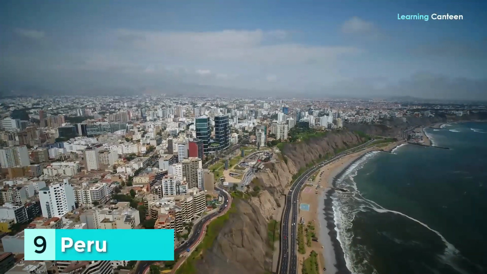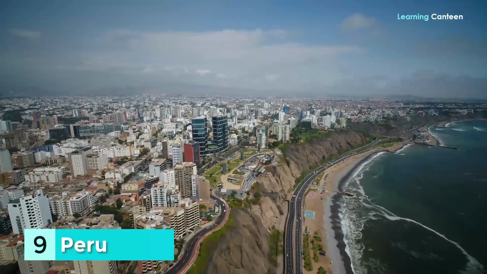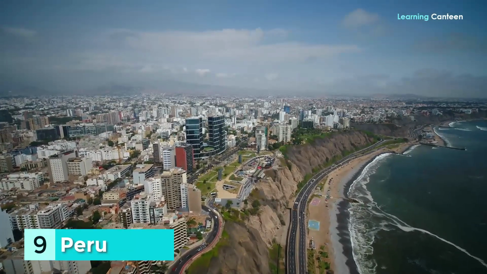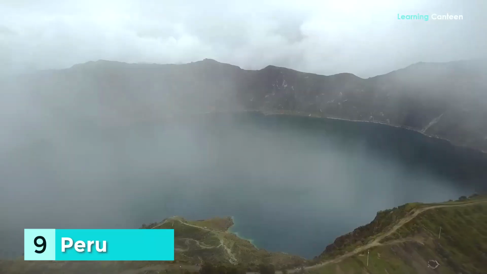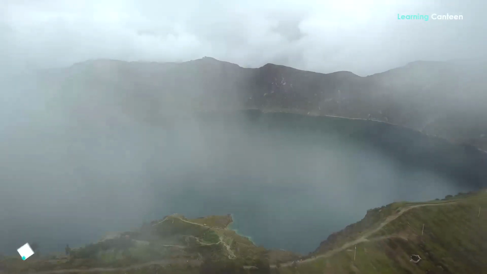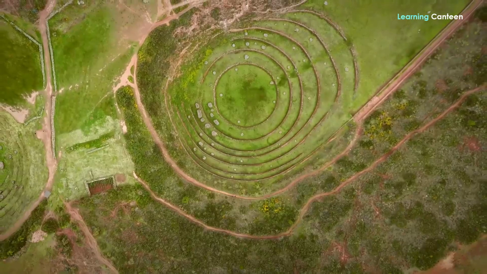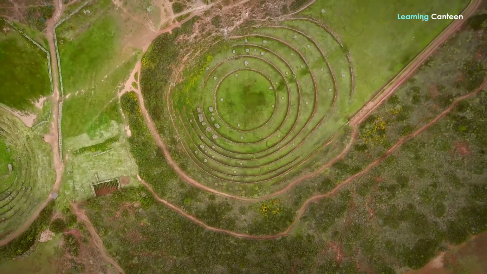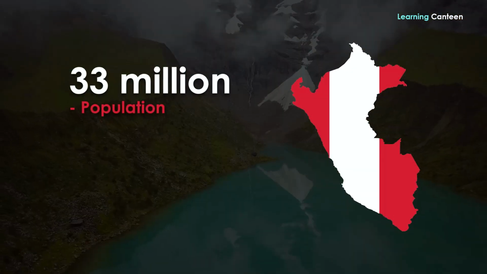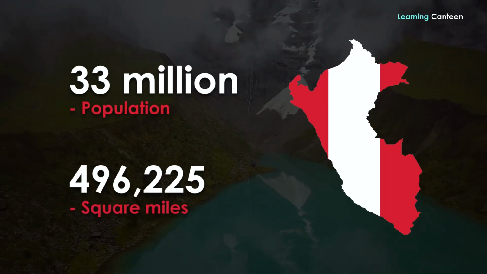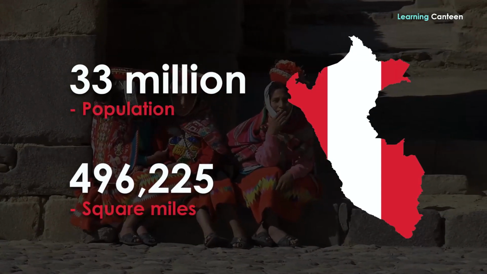9. Peru. We are now on the Pacific coast of South America, where we find Peru in the northern half of the continent. This country has 3 geographic regions, namely the Andes Mountains, the coast, and Amazon rainforest. The over 33 million Peruvians have a total area of 496,225 square miles to live on.